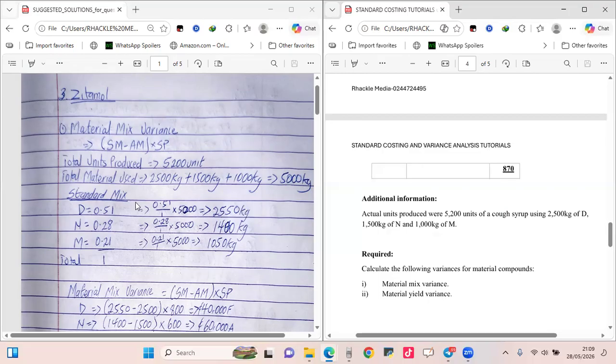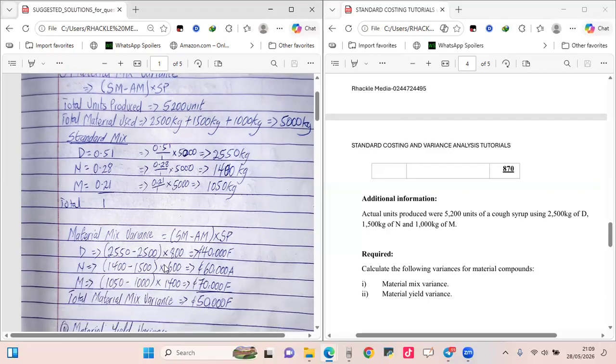So this will lead us to go and calculate the material mix variance. How was it mixed? Was it mixed in the right proportion or was it not mixed in the right proportion? So now we bring the material mix variance, as we said earlier, which is the standard mix minus the actual mix. The standard mix we calculated up here is 2,550. Subtracting the actual mix from it for D, which is 2,500, and then we had what?